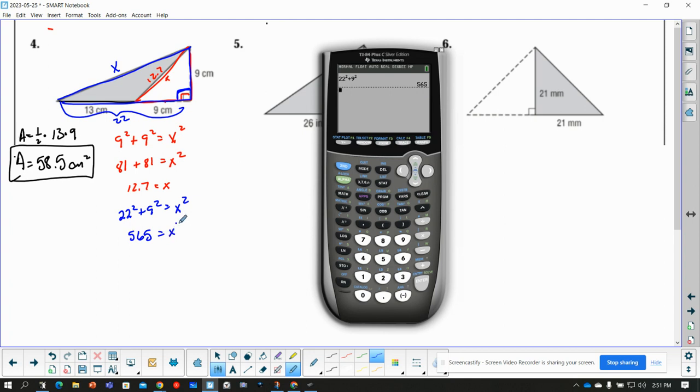So 565 equals x squared. Square root of both sides, so we're going to do the square root of 565. And I get 23.76, so 23.8. So the blue x is 23.8.